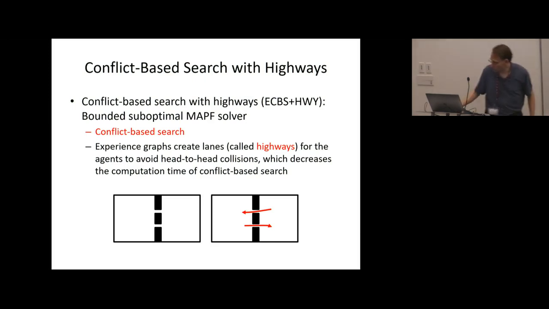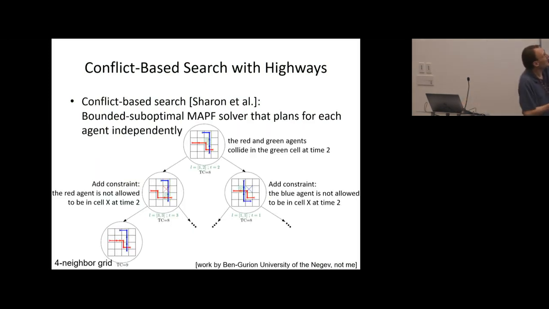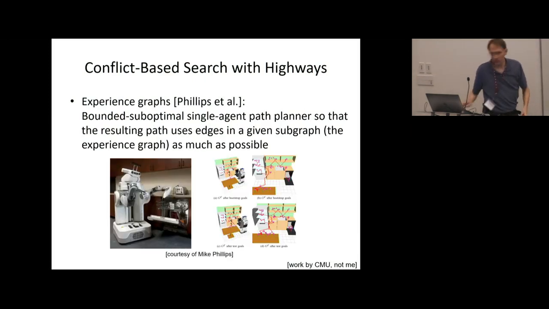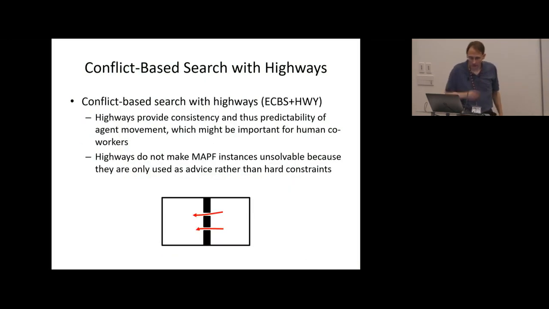Now, what's also cool is that I can make this algorithm here into a bounded suboptimal algorithm. And this algorithm here is also a bounded suboptimal algorithm. So if I put these two ideas together, I get a bounded suboptimal algorithm out of it. Quality guarantees. Okay. Now, what happens if the user makes a mistake?